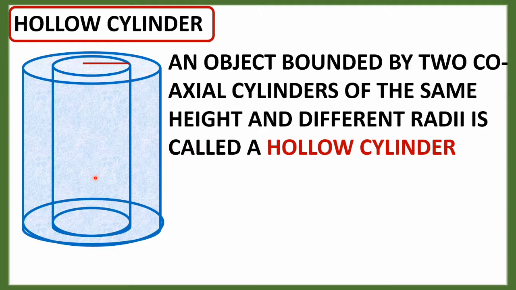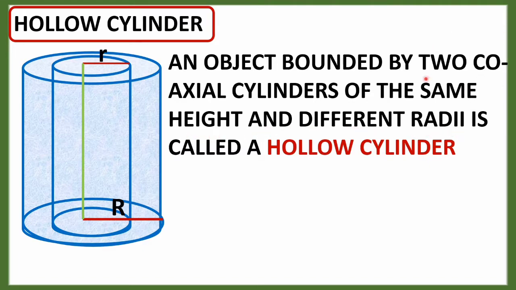A hollow cylinder is a cylinder which is vacant from inside and has some difference between the internal and external radius. See here, the internal radius we note as small r and the external radius as capital R. You can say inner radius and outer radius also. But the height is the same. See here, of the same height and different radii.